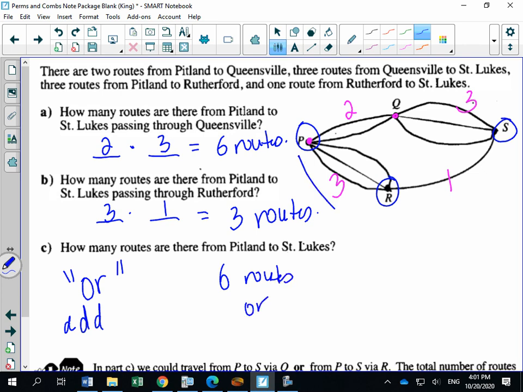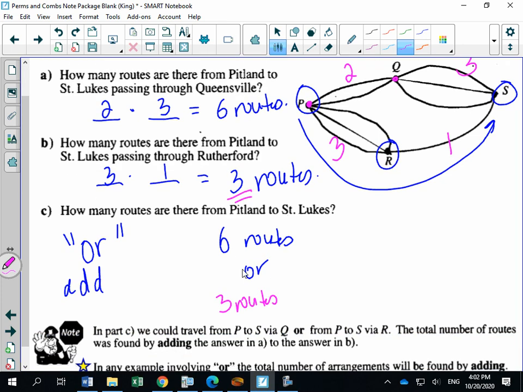Or we could go in this direction, and if we go in that direction, we would get 3 routes. So when we say this or this, what you do is you figure out how many routes in each one, and we would add them together. So or means we add. So 6 plus 3 is 9 possible routes.